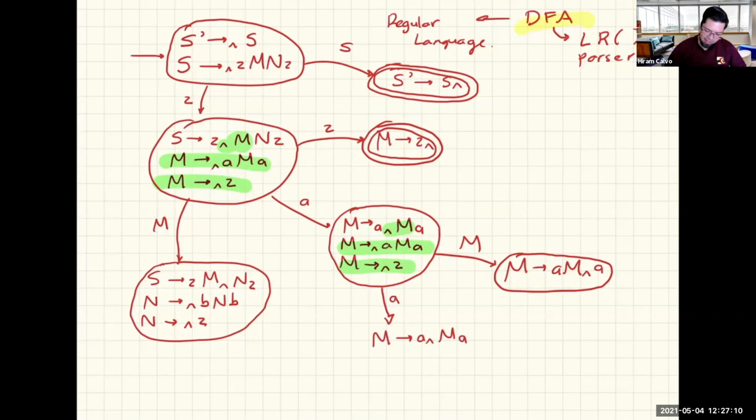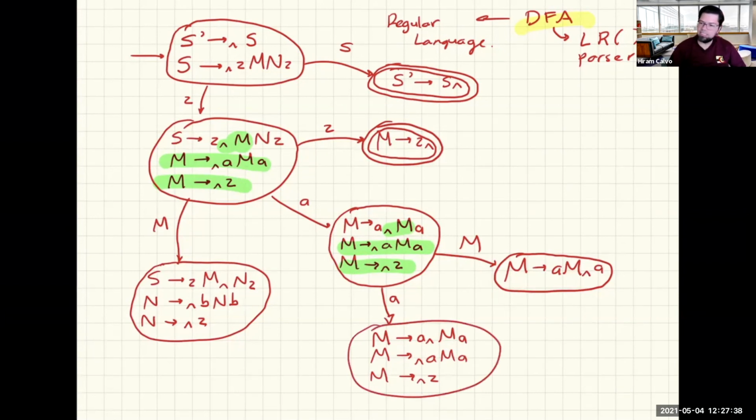And then, as before, we need to expand this M. In order to expand this M, we add this M in its initial rules. So we can write Z like this. And now you can see that these three rules are exactly the same ones as these ones. So this state is exactly the same as this one. So maybe we can just circle it.